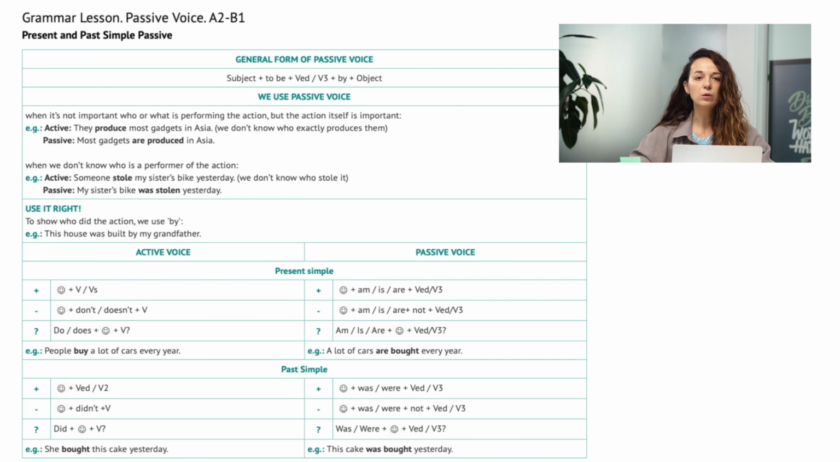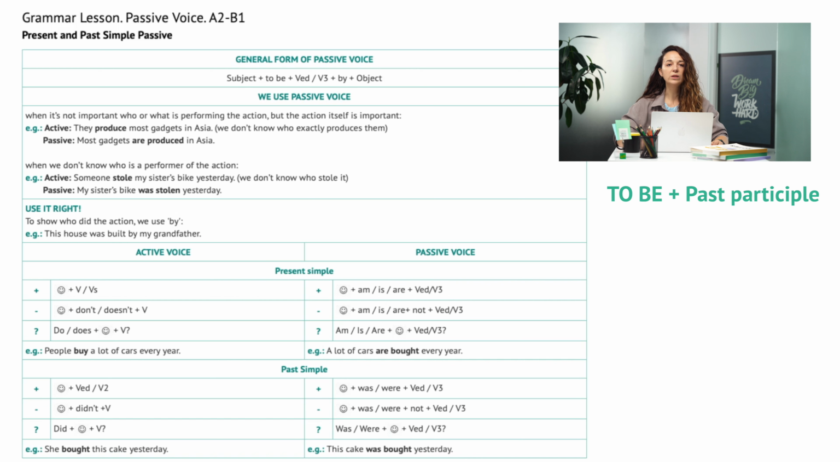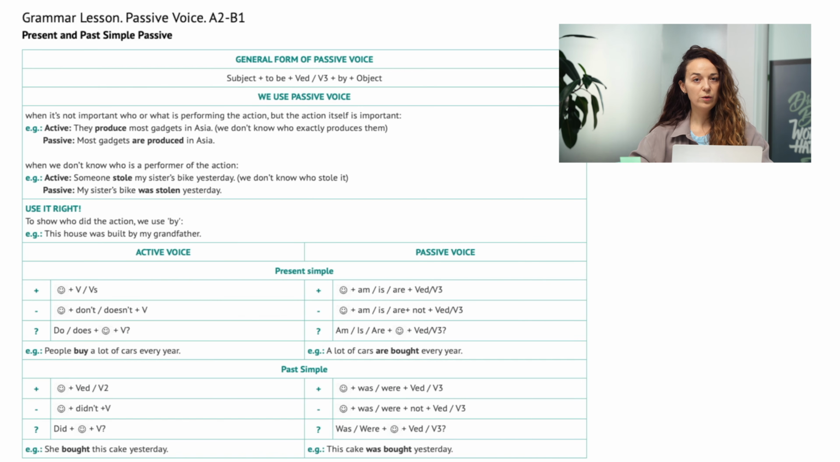If you look at the sentence, you'll see how we form a passive voice sentence. We start with the subject, grammar rules, plus the verb to be, plus past participle of the verb, and if we know the doer of the action, we can add by plus the object, by the teacher. To be plus past participle is what tells us that the sentence is passive. The verb to be changes according to the tense that we use. So it's going to be am, is, are when we use present simple and was, were when we use past simple.